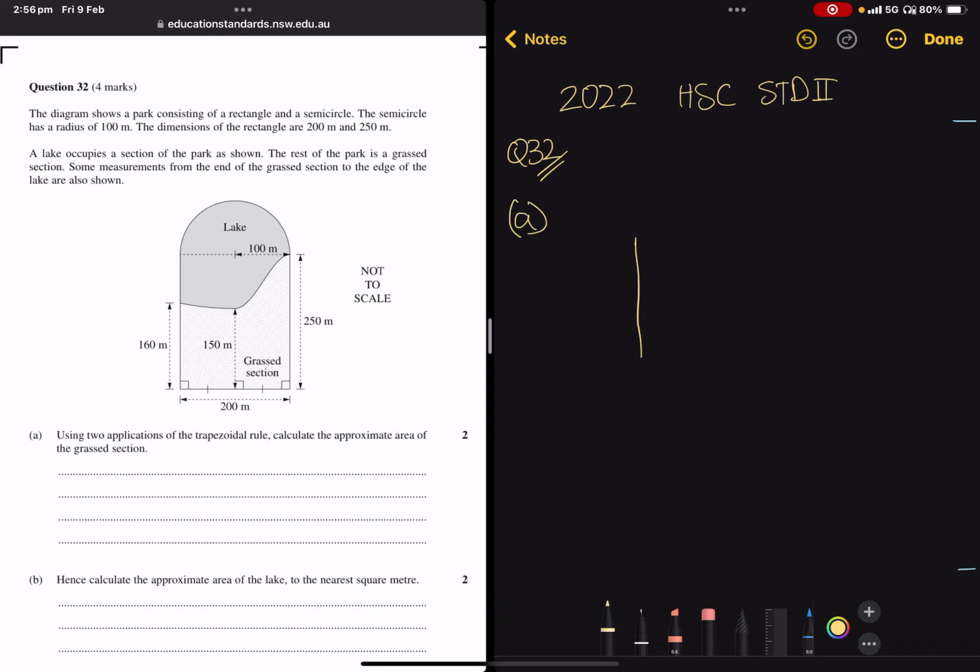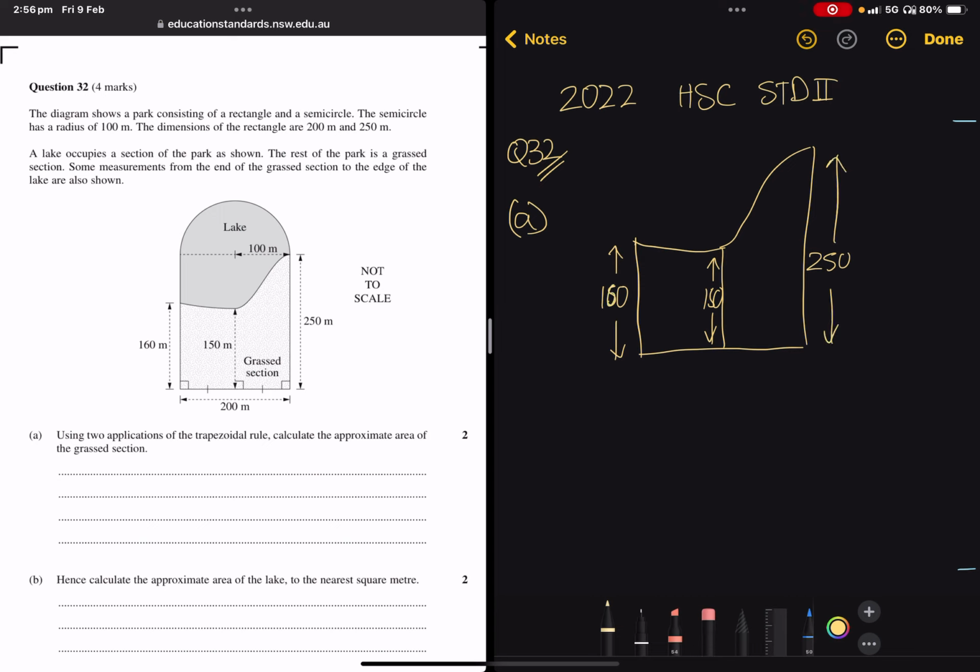We sort of have length here, curve down here, curves up like this. Sort of looks like this. If we cut it in half, we find that this is 150, this is 160, this is 250. So these are our dimensions. If the entire base is 200, each of these widths is 100. So this is 100, this is 100.